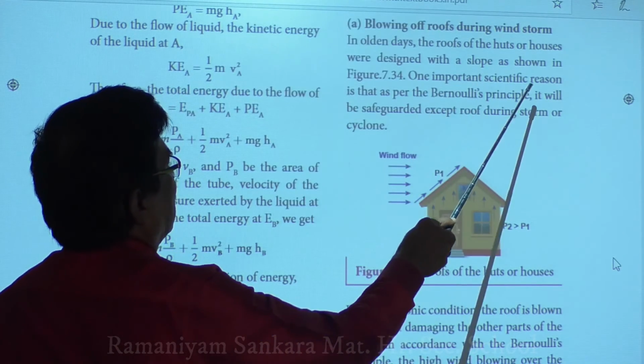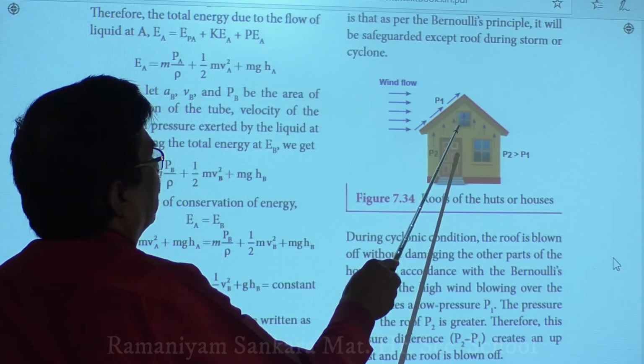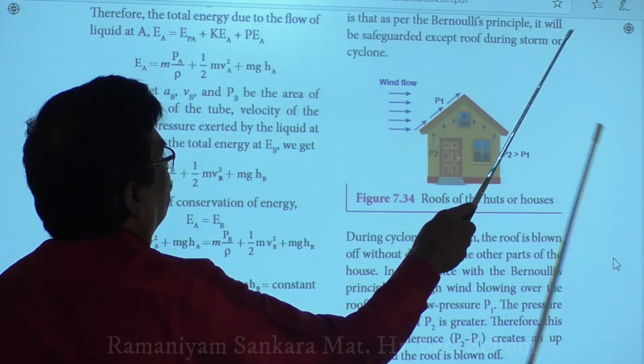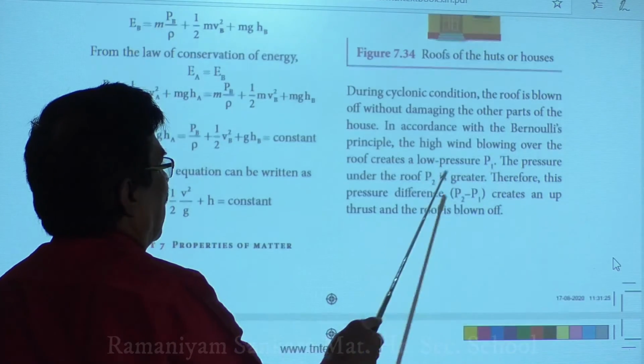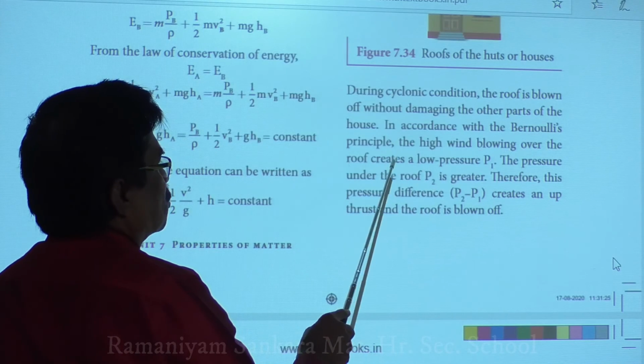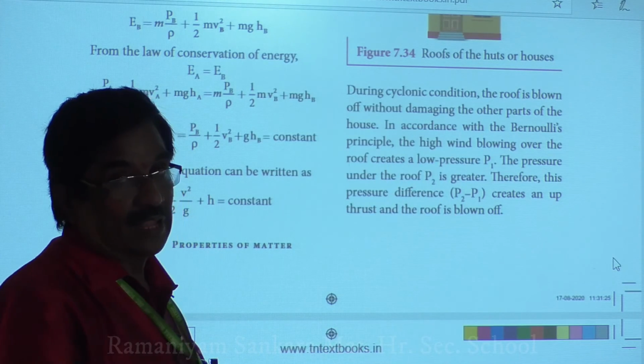Okay, one important scientific reason, Bernoulli's principle, will safeguard the whole hut. Only the roof will fly off during a storm and cyclone. During cyclonic conditions, the roof is blown off without damaging the hut. Why? According to Bernoulli's principle, high wind blowing over the roof creates low pressure.